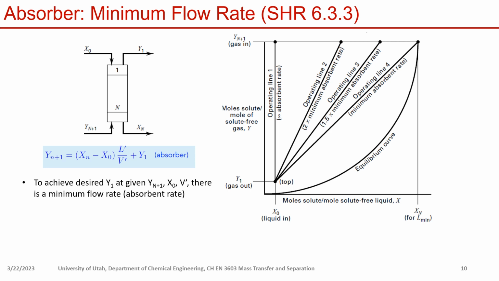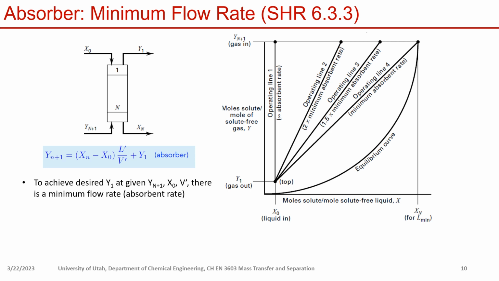Okay. So now let's look at this concept, minimum flow rate. Typically, for an absorption tower, we know that the yn plus 1, that's the feed composition of the gas stream, right? That's from your reactor, before your separation unit. And we know the composition of your incoming liquid absorbent, and that's something we control. And we know the vapor phase flow rate. That's again from your reactor, before your separation unit.